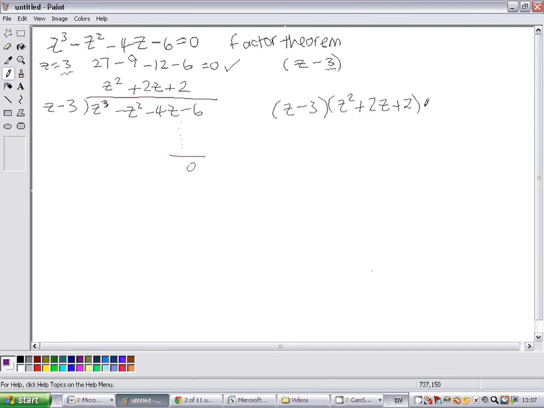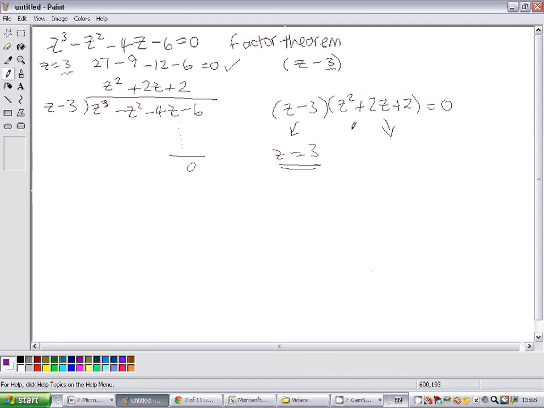Obviously from this one, the root is z equals 3. From this one, we're tempted to factorise, but I'm looking at it and I don't think it does. So we're going to have to do a quick quadratic formula. So again, you might want to pause the video and have a go yourself first.